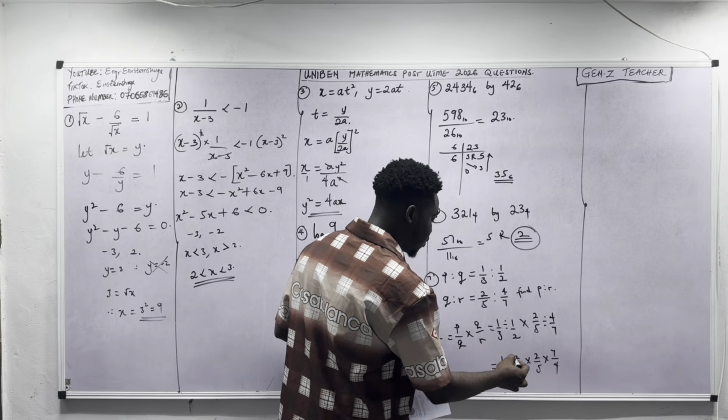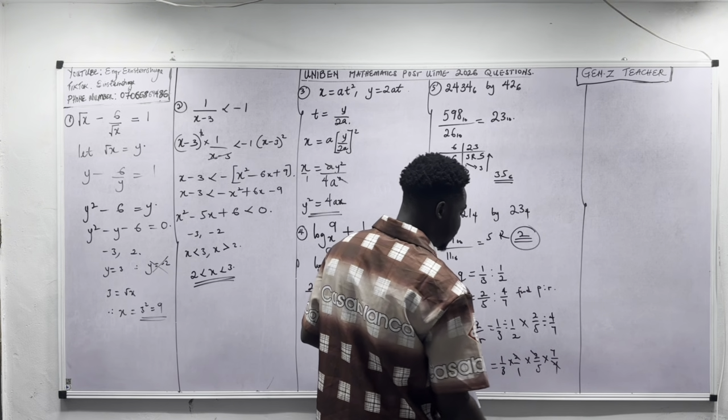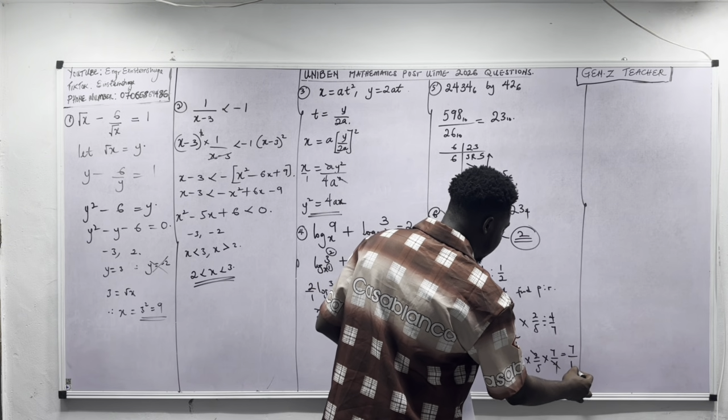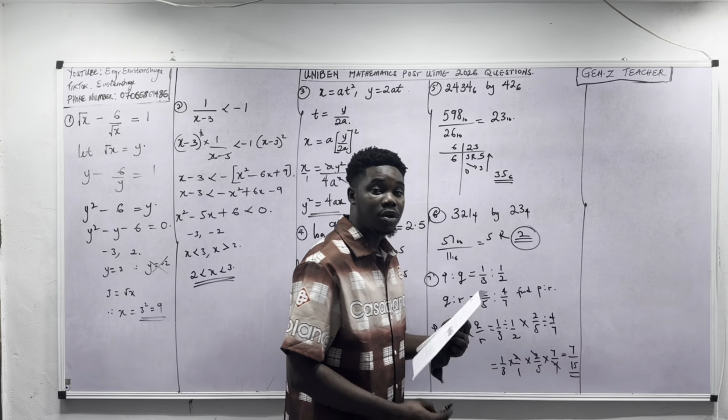Now you can cancel out. 2 times 2 gives you 4, which takes out this 4 over here. So we have 7 times 1 equals 7, and 3 times 5 equals 15. So the answer should be 7:15.